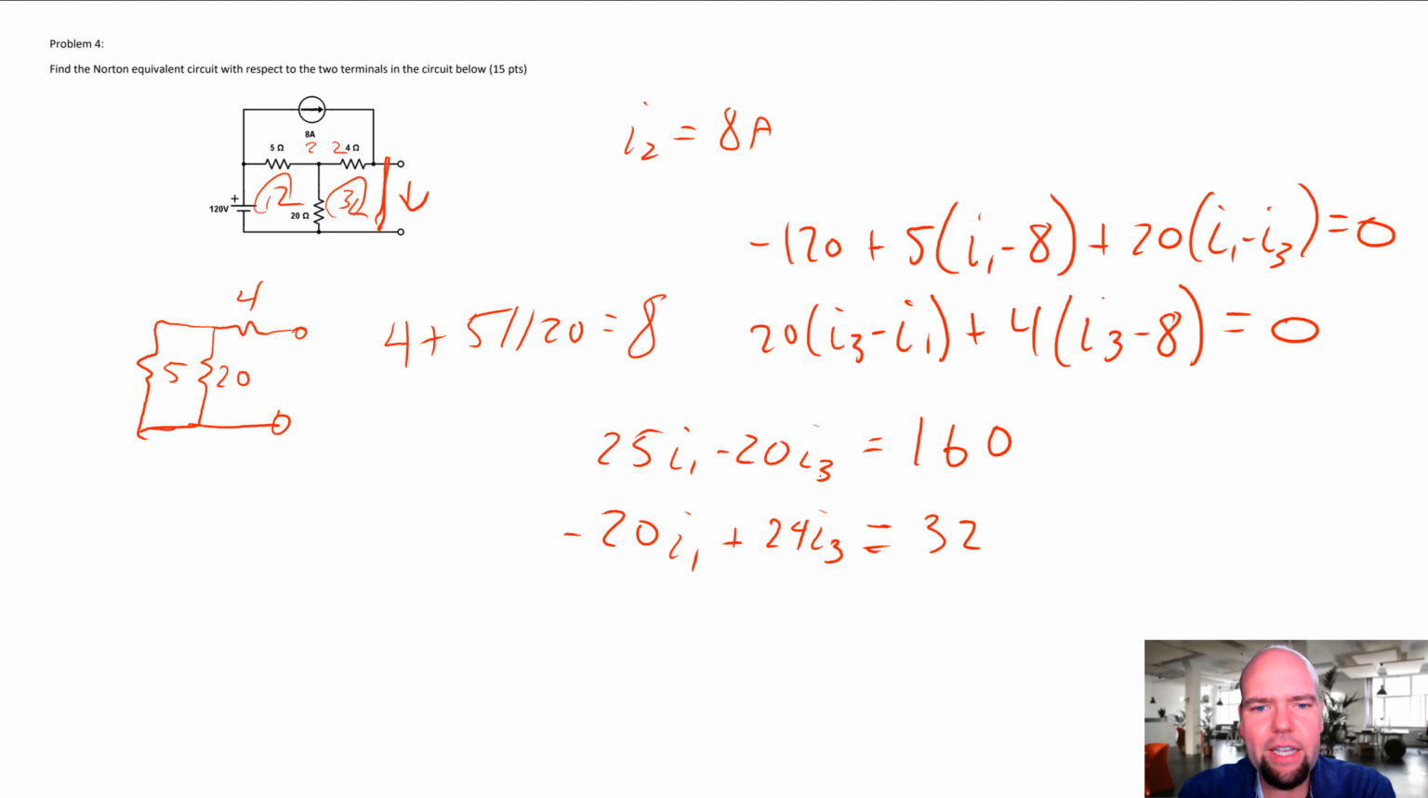All righty, good way to clean this up. Multiply this equation by 4, multiply this equation by 5. So we got 100 I1 minus 80 I3 equals... now whenever people multiply through by the number, one of the biggest areas they make a mistake is they forget to multiply that constant on the other side too. So this should be 640.